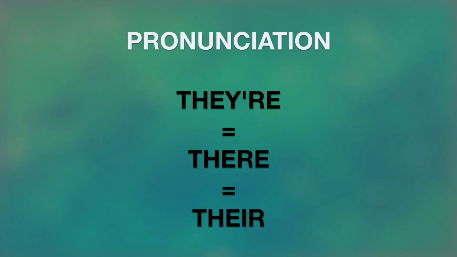"They are" becomes "they're". And now notice that when you contract these two words, "they are", and you get "they're", the pronunciation of this contraction is the same pronunciation as these two words, "there" and "their". So these three words, the contraction and the other two, are all pronounced the same way. They're, there, and their.